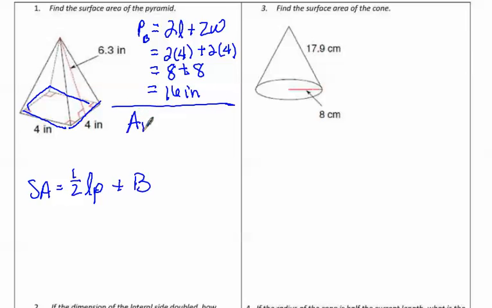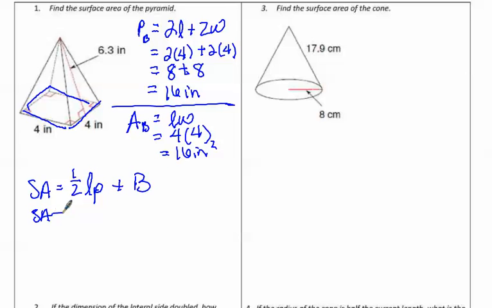The area of the base is length times width because it is a square. So 4 times 4 is 16 inches squared. You'll need those when you go to plug it into this formula.